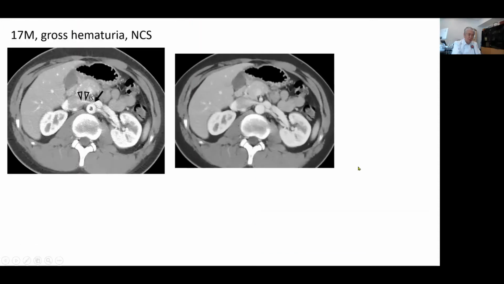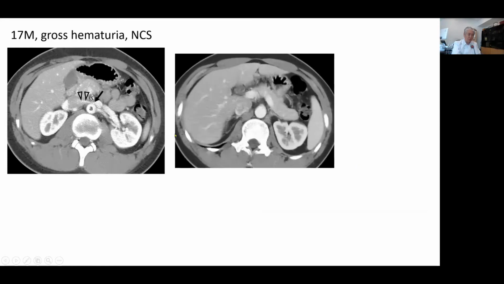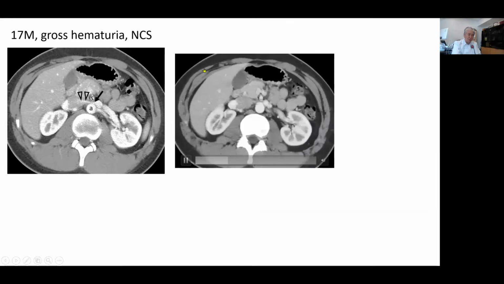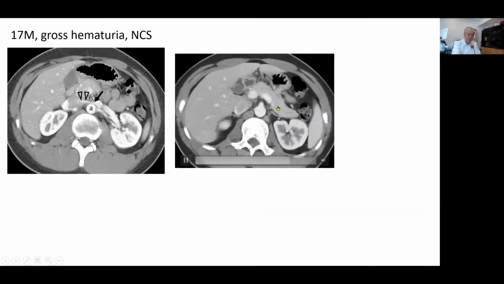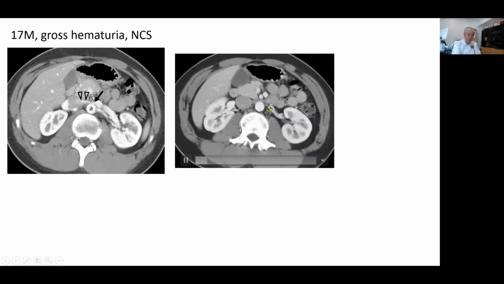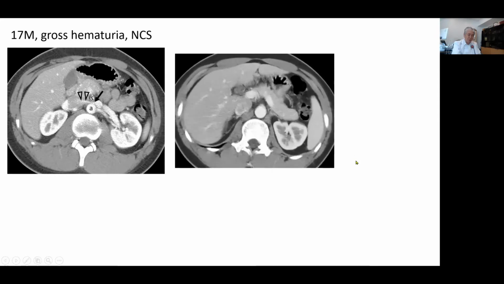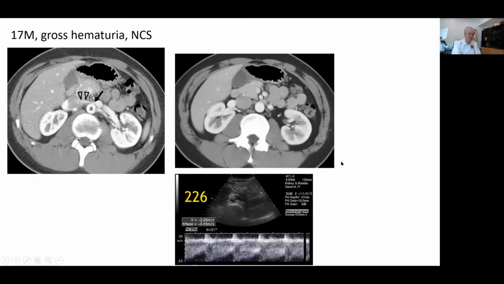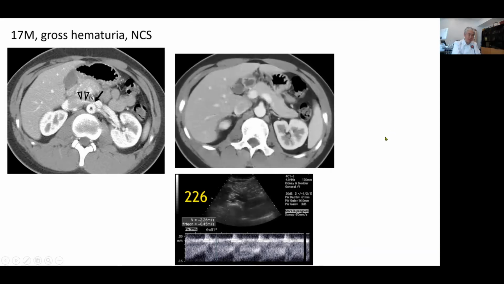A 17-year-old man with gross hematuria due to Nutcracker syndrome. Early phase contrast-enhanced CT shows the jetting of contrast-opacified blood flow across the narrow aortomesenteric space, and Doppler ultrasound confirms very high flow velocity of 226 centimeters per second.